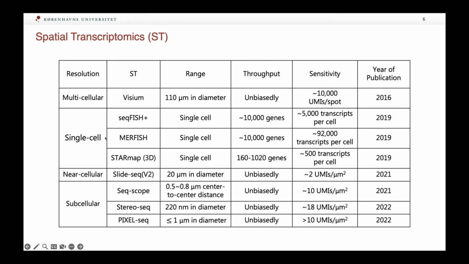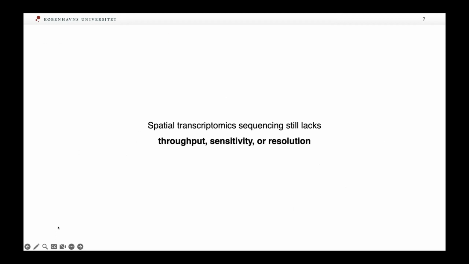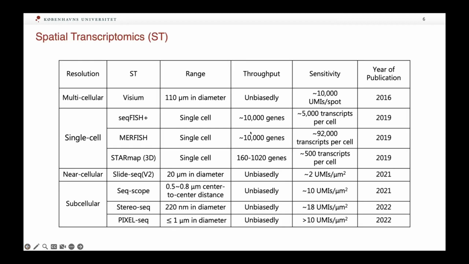And there are also single cell resolution ST techniques like seqFISH and MERFISH. Those methods are image based. The shortcoming of these methods is that they couldn't detect the transcriptome unbiasedly. They can only detect part of the genes, at most 10,000. But normally you cannot detect so many genes because it's very expensive and time consuming. These methods also have much better sensitivity, but they don't have enough throughput to study the whole transcriptome.